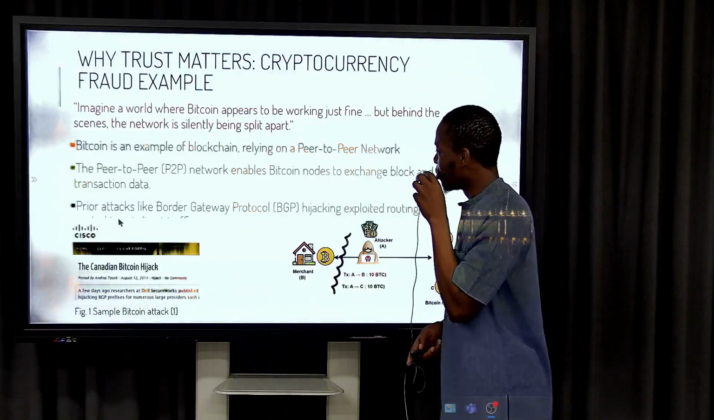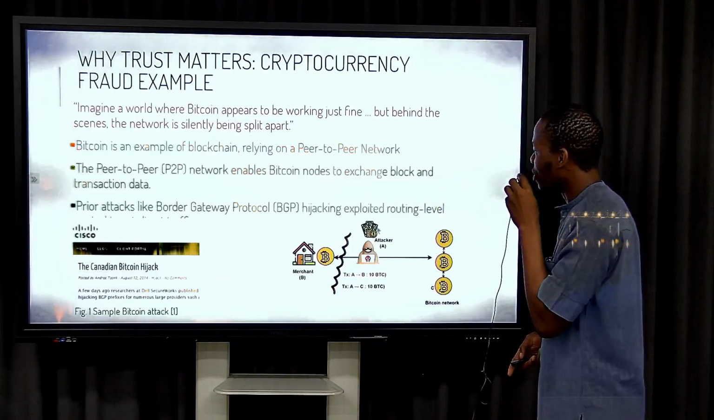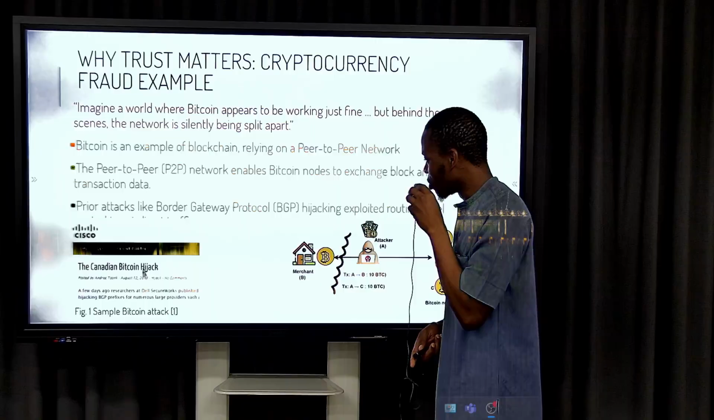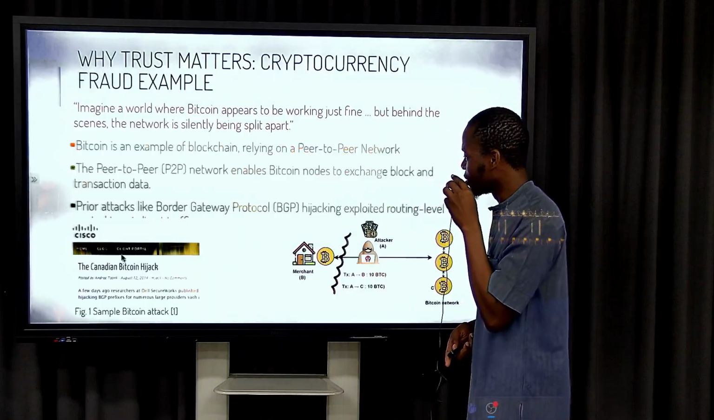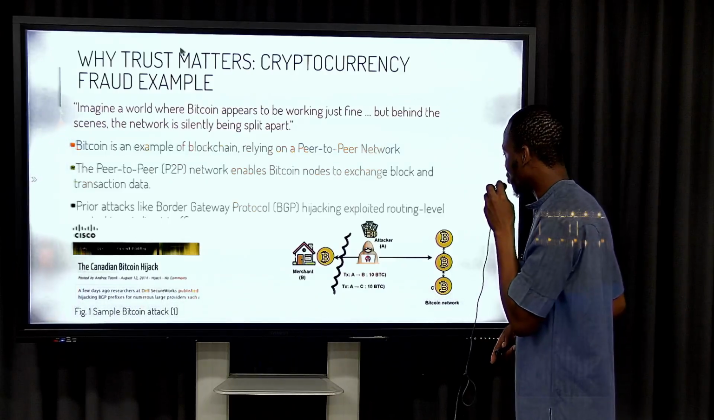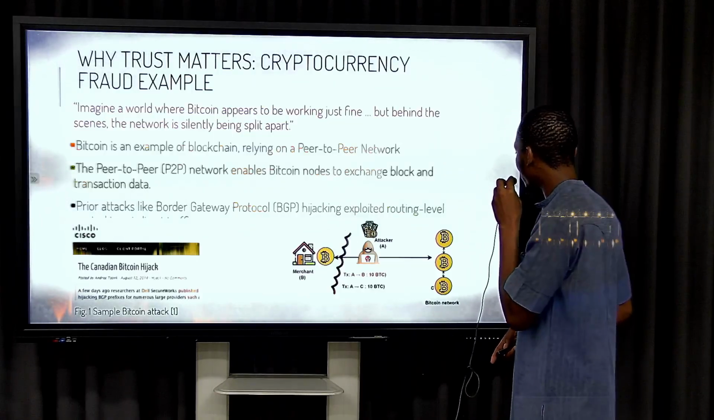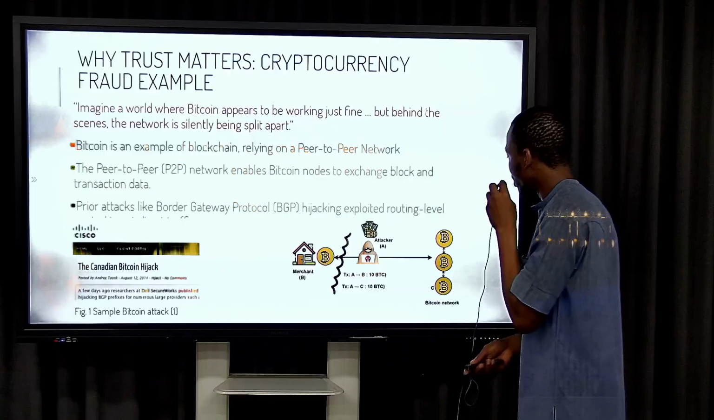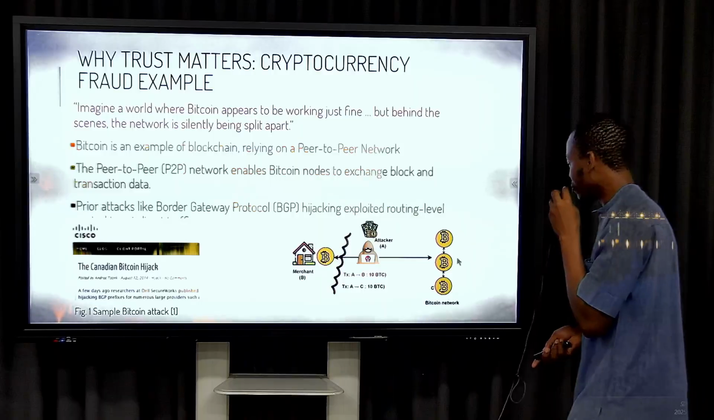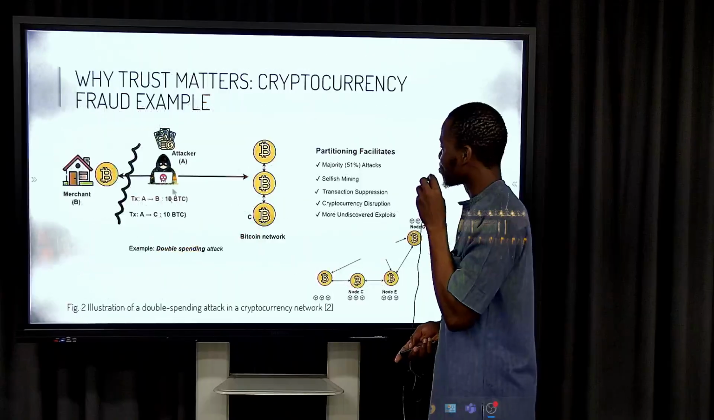Prior attacks like Border Gateway Protocol hijacking exploited routing-level scenarios. If you look at this figure very well, this is a scenario of an attacking event, a Bitcoin attack. And on the right-hand side, we have a network attack on Bitcoin. You can see here this TX transaction, and these are the nodes. We have node 1, node 2, node 3. So this is an example of a Bitcoin attack.